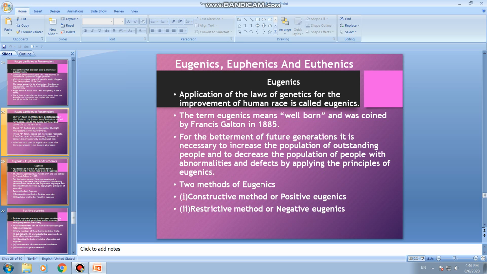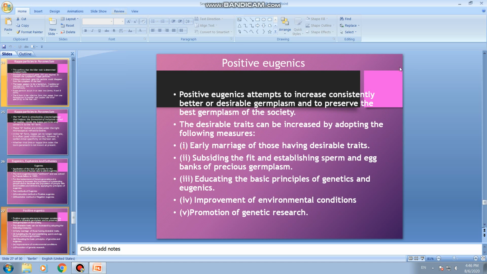There are two methods followed in eugenics. One is the constructive method or positive eugenics. The other one is the restrictive method or negative eugenics. In positive eugenics, attempts are made to increase consistently better or desirable germ plasm and to preserve the best germ plasm of the society. The desirable traits can be increased by adopting the following measures.